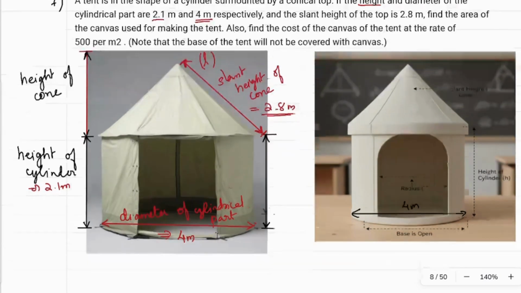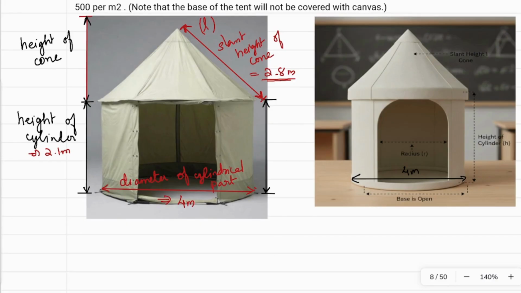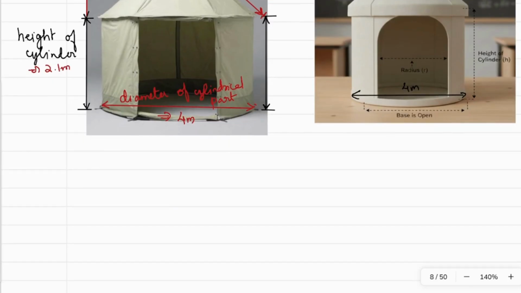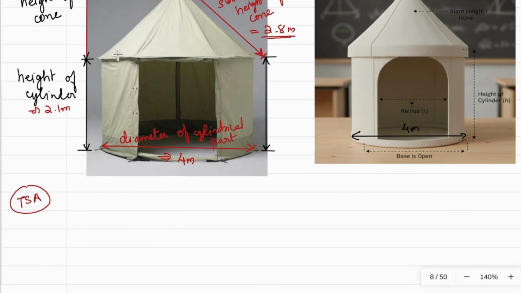First let us find the total area of this tent. For that, first we have to find the CSA of the cylindrical part. We are not finding the TSA. Why are we not finding TSA? If we find the TSA, we will have to include the circular part which is coming in this region as well as the circular part which is coming in this region. These two values we don't want to add because it's a tent, right?